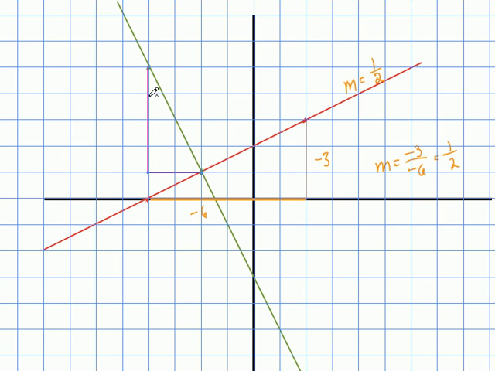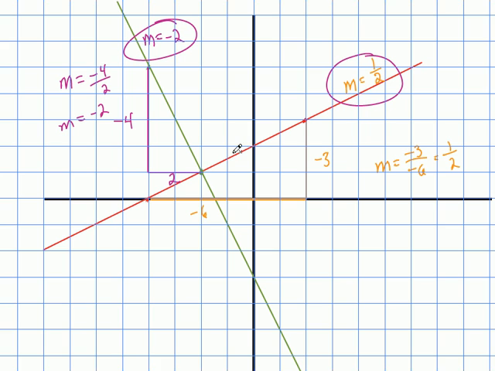So let's rise 1, 2, 3, 4. I went down, so that's a negative rise, and then 1, 2 to the right, that's a positive run. So my slope of this green line right here is going to be negative 4 over 2, which is negative 2. So the slope of this green line right here, I'll put it right here, is negative 2. Now look at the two slopes. This slope was negative 2. This slope right here is positive 1 over 2.